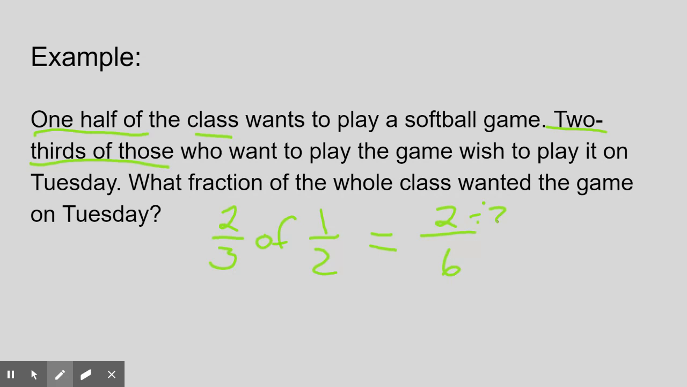I need to simplify. So once I simplify by 2, I get 1/3 as my final answer.